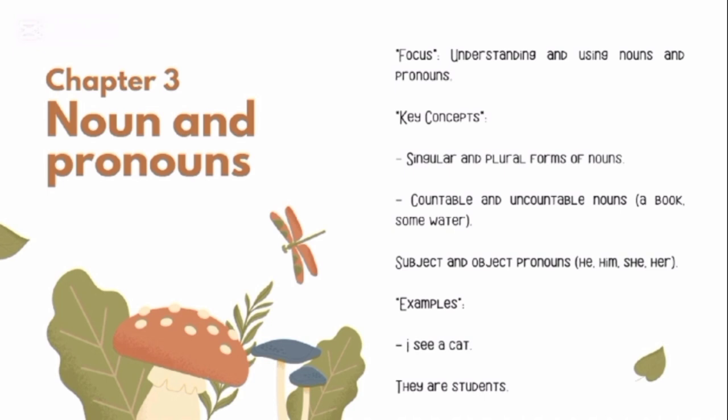The key concepts are the singular and plural forms of nouns, countable and uncountable nouns such as a and some, and subject and object pronouns such as he, him, she, her, I, my, like that. For example, I see a cat, and then they are students.